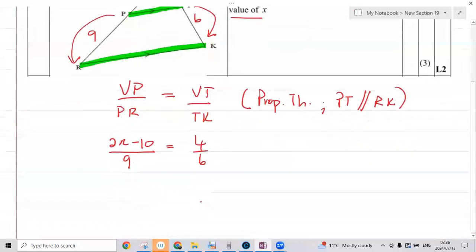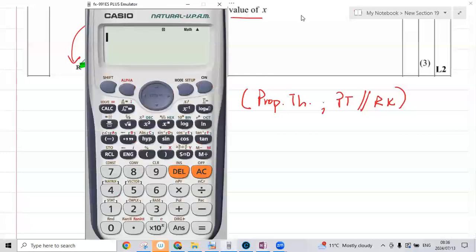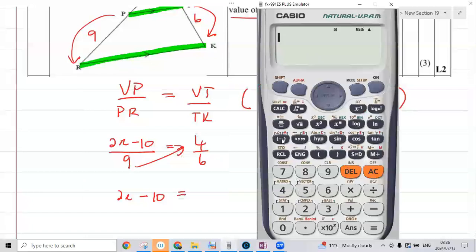And now all that's left for us to do is to solve for X. 2x minus 10 equals, so I'm going to cross multiply. 9 times 4 is 36, divided by 6. Let's put that in the calculator. 9 times 4 divided by 6 equals 6.